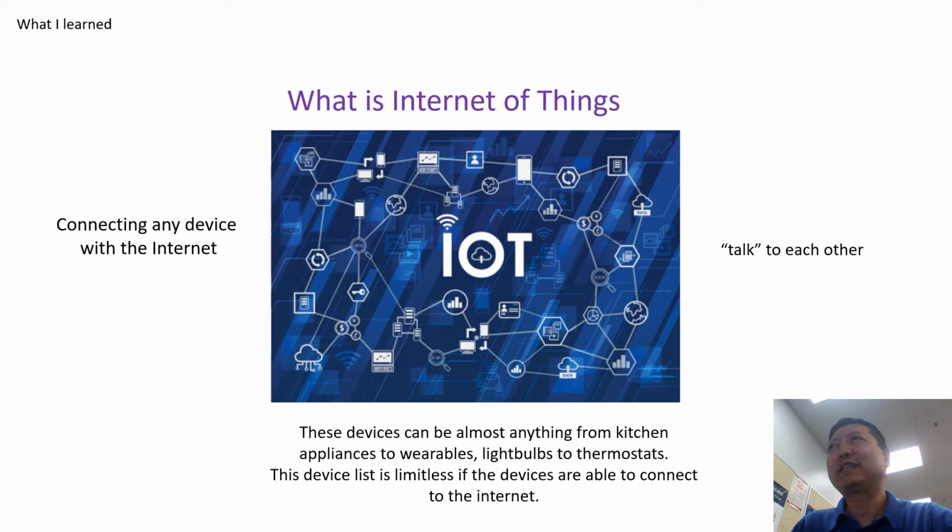IoT means that any devices which can connect to the internet are able to talk to each other and exchange their data. These devices can be almost anything, from kitchen appliances to wearables, light bulbs, and thermostats. These devices have limited needs, as long as the device is able to connect to the internet.